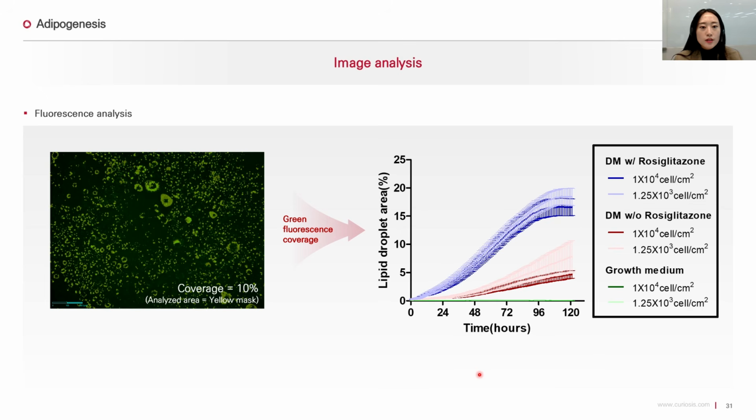Overall, live-cell imaging with CellLogger lets you track adipogenesis continuously without disturbing the cells, quantify it objectively, and quickly compare seeding densities and induction conditions on the same plate. That means you can optimize protocols faster, reduce variability, and generate reproducible time-resolved data instead of relying on a few endpoint snapshots.